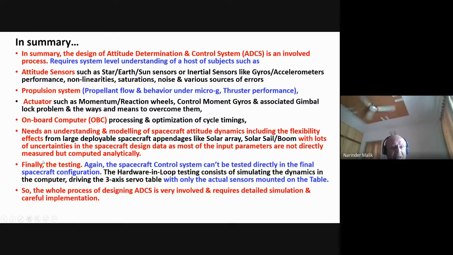Then the very important thing is that the control system cannot be tested directly. You cannot put the spacecraft on some floating platform and test the control system. What we use is a hardware-in-loop simulation. There, a 3-axis servo table is considered, on which the sensors are mounted. Everything else is in the computer. How good your model of spacecraft dynamics is will decide how good your performance is, because everything is in the computer.